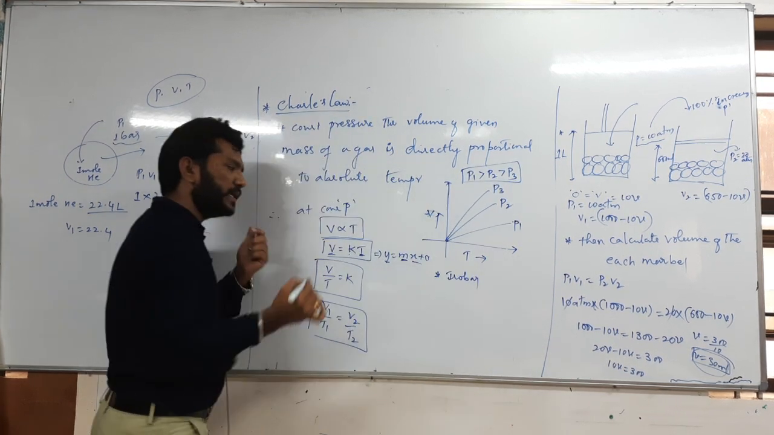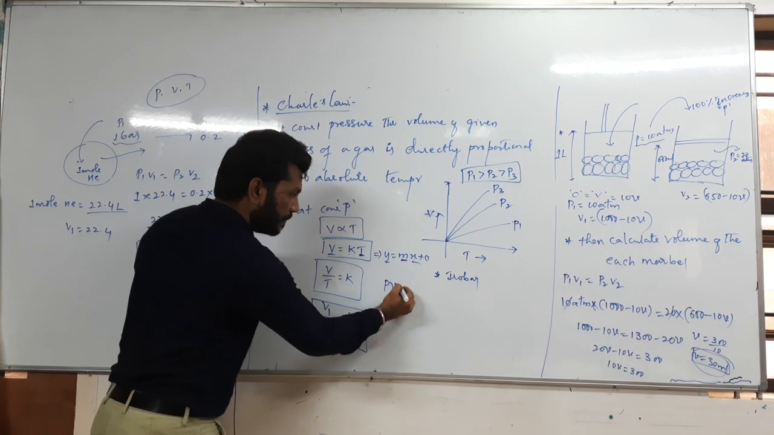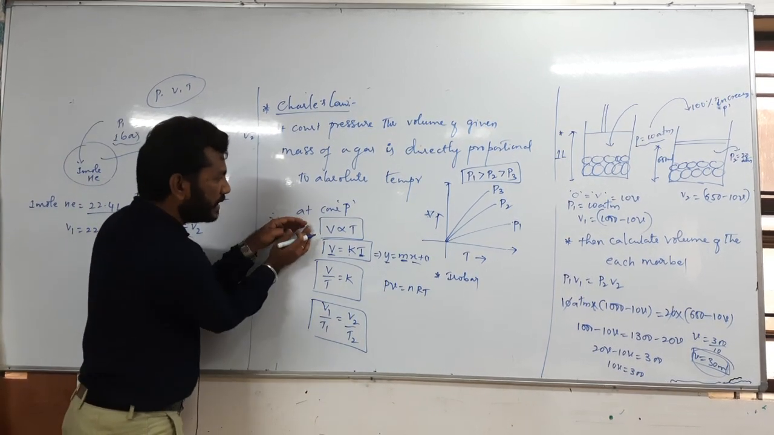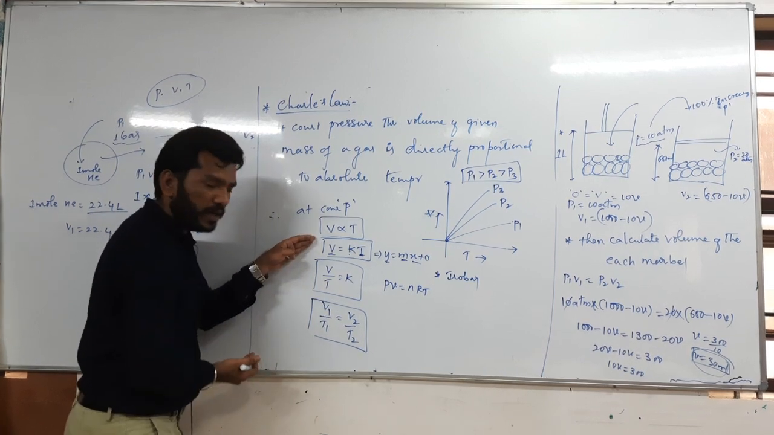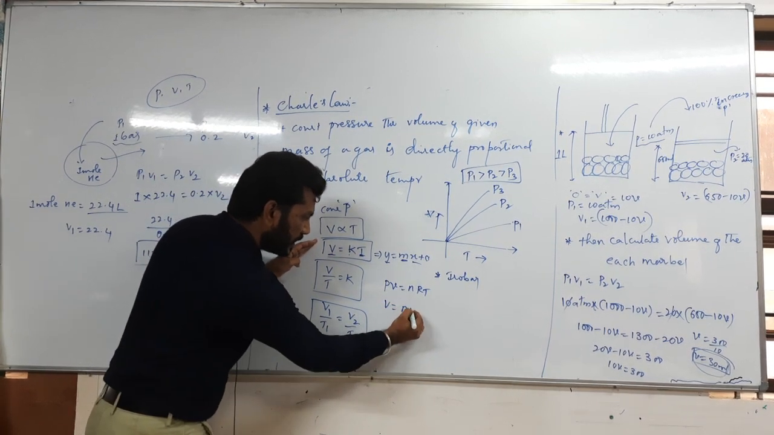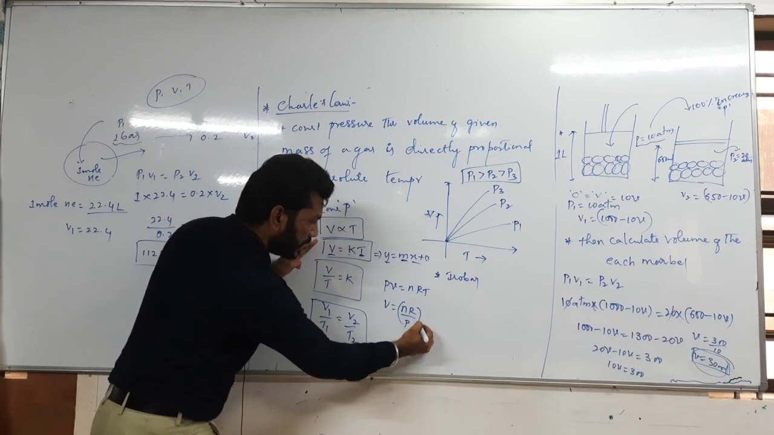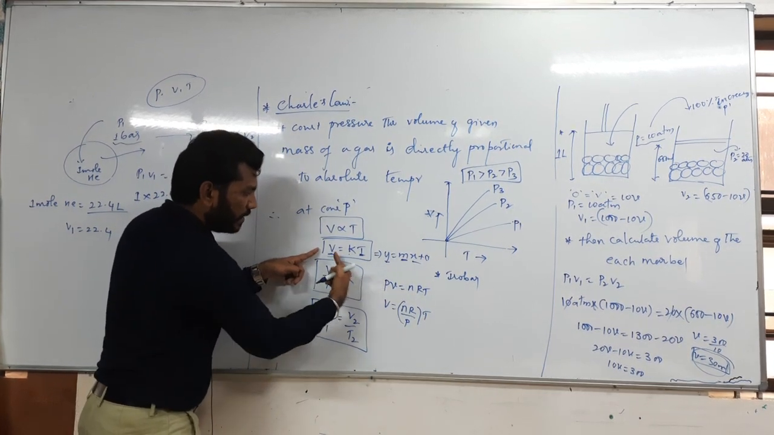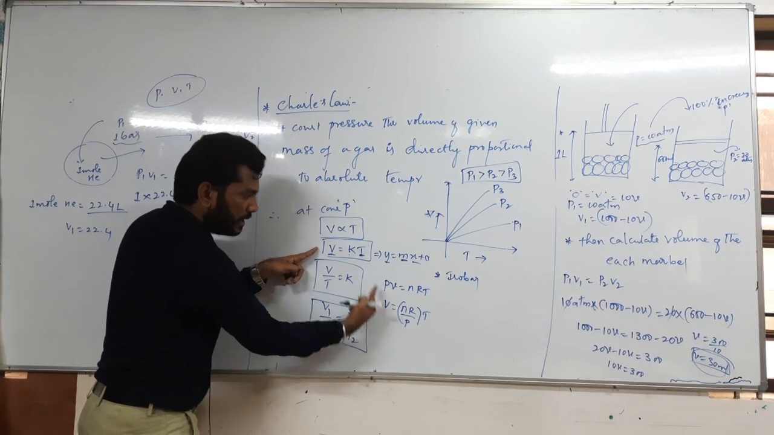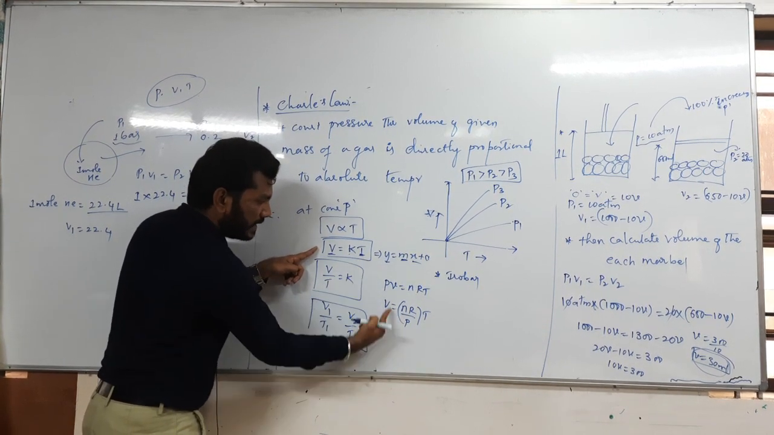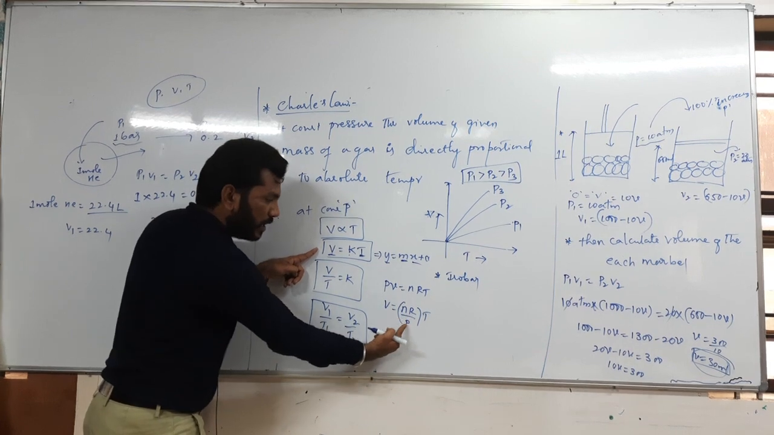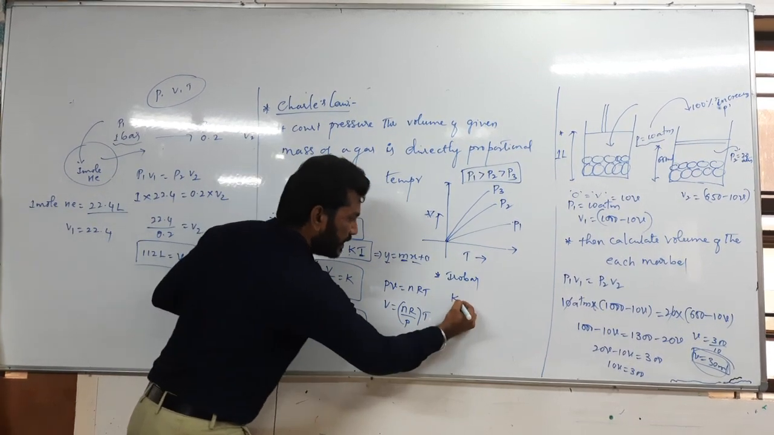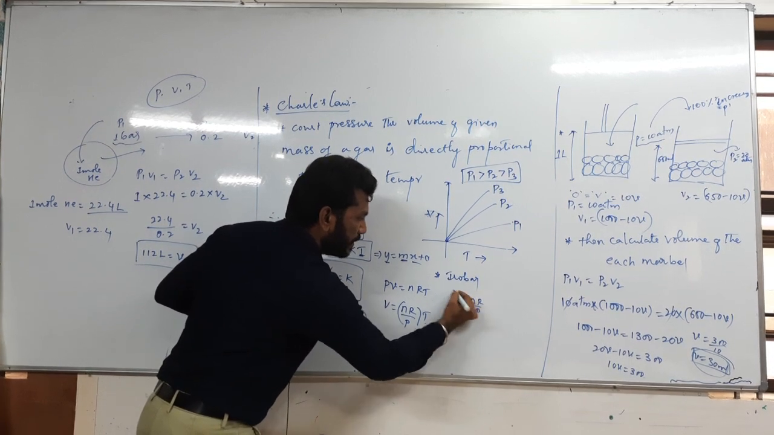Since we know the ideal gas equation, PV equals nRT, according to Charles' law V is proportional to T. So V equals nR divided by P, times T. Just look at this particular equation. V and temperature are there, and K is nothing but the constant term nR divided by P, where P is constant. And the slope K equals nR divided by P.